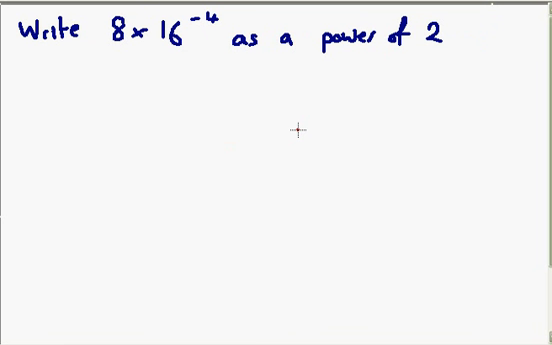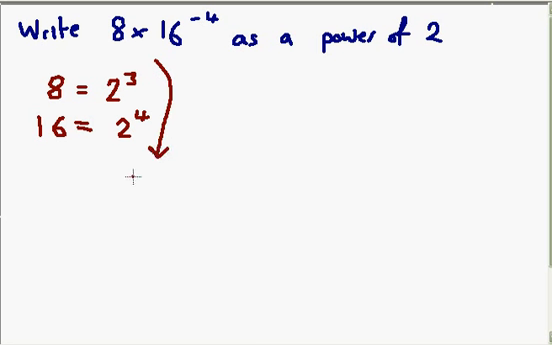Okay, in this example, we've got write 8 times 16 to the minus 4 as a power of 2. Okay, so first things first, I would write 8 is equal to 2 cubed. Okay, so you've got that written down, and I would also write down that 16 is equal to 2 to the power 4, so that when I rewrite 8 times 16 to the minus 4, I can write that as 2 cubed times (2 to the 4) to the minus 4. Okay, so I've replaced the 8 with 2 cubed, and I've replaced the 16 with 2 to the 4.